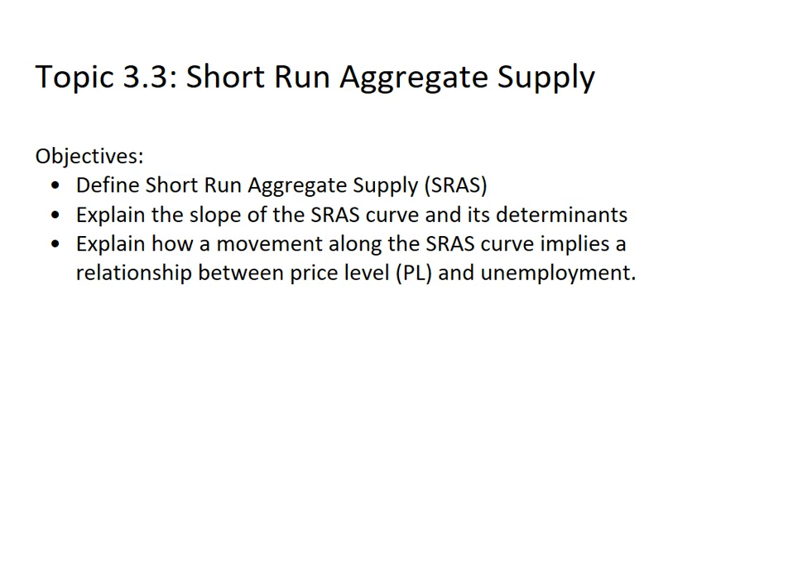All right, everyone, in this lesson, we're going to be talking about topic 3.3, which is the short-run aggregate supply curve. And in this lesson, we're going to define what that curve is. We're going to explain the slope of the curve, as well as the determinants of the curve. And finally, we'll talk about how a movement along the curve will show that there's a relationship between price level and output and unemployment in the short run.